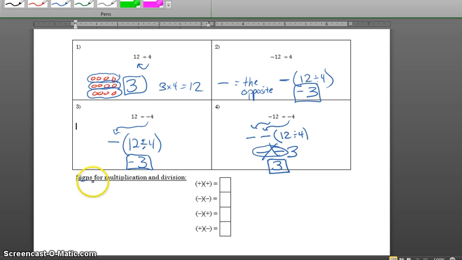Try down here where it says signs for multiplication and division. Try to fill in these 4 boxes based on our work up here. And if you said positive, positive, negative, negative, you are spot on. Good job.